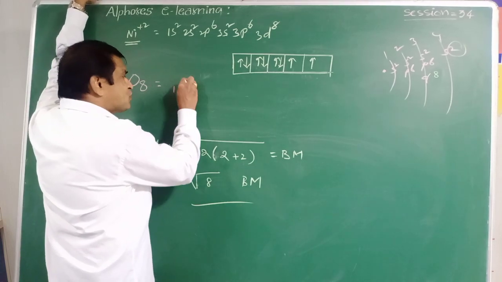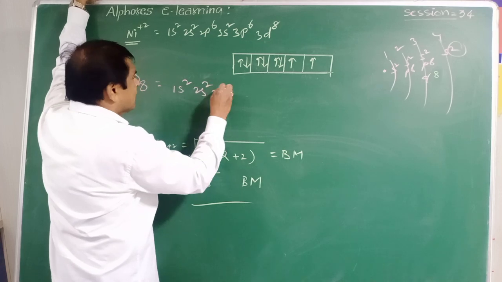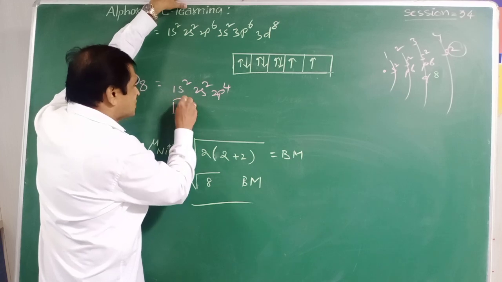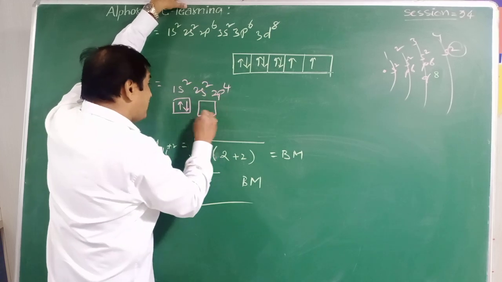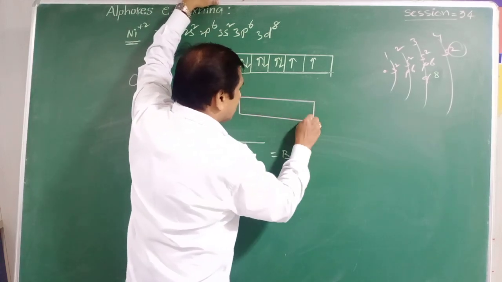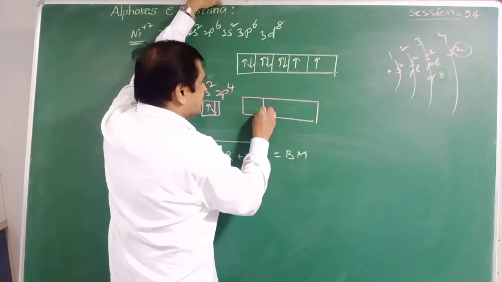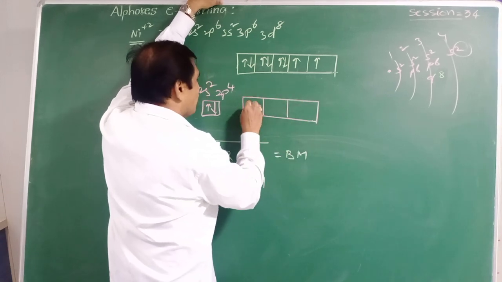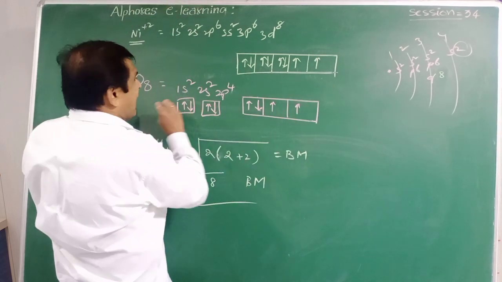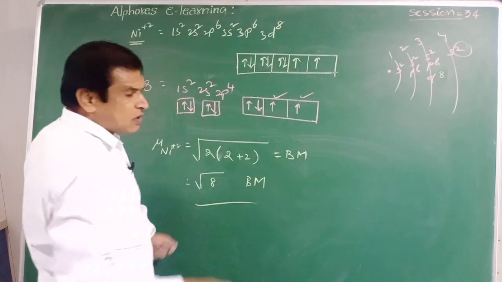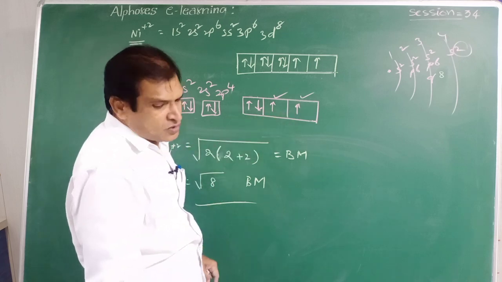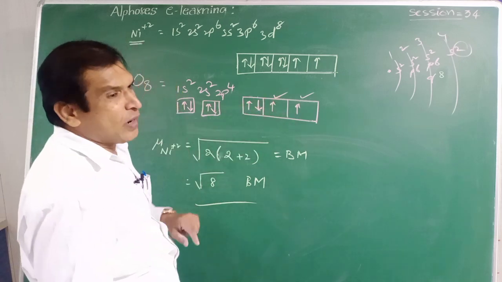The configuration is 1s2, 2s2, 2p4. The s orbitals are completely filled with 2 electrons each, and the p orbitals have 4 electrons in total. Let us represent the 4 electrons like this: 1, 2, 3 and 4. So the oxygen atom has 2 unpaired electrons.